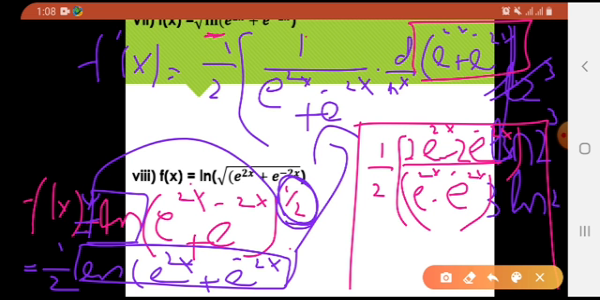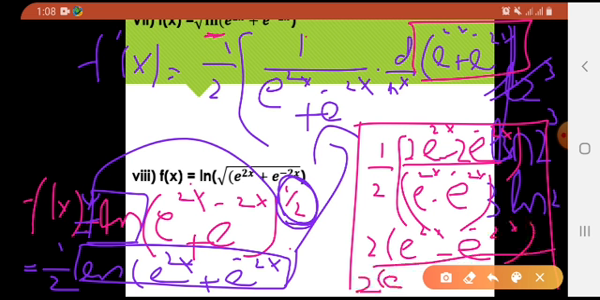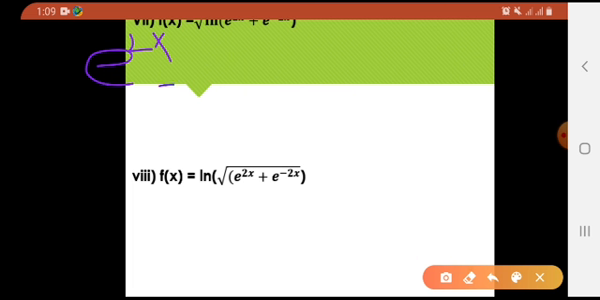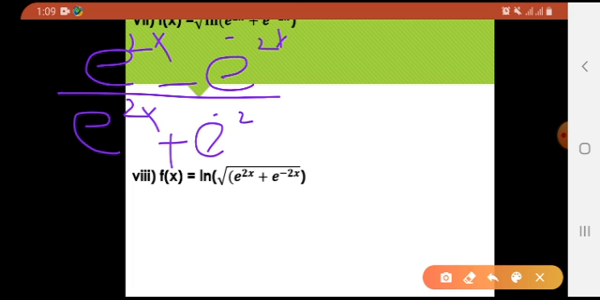Again we will take 2 common, so it would become 2 into e raised to the power 2x minus e raised to the power minus 2x whole, divided by 2 into e raised to the power 2x, sorry, this was plus if I am not wrong. Okay, it was plus in the question, so this would become minus and this would remain plus. So 2 and 2 cancelled out. What is the answer which I am getting now? Can you see what it is? It is e raised to the power 2x minus e raised to the power minus 2x divided by e raised to the power 2x plus e raised to the power minus 2x.